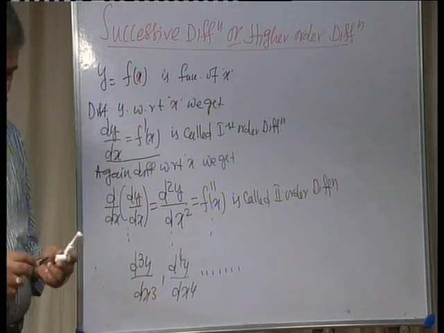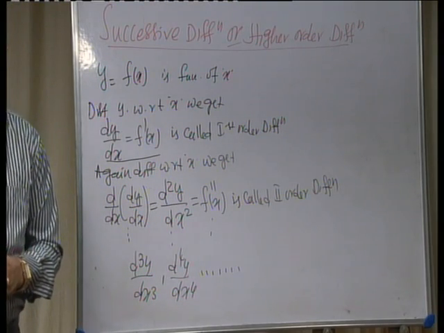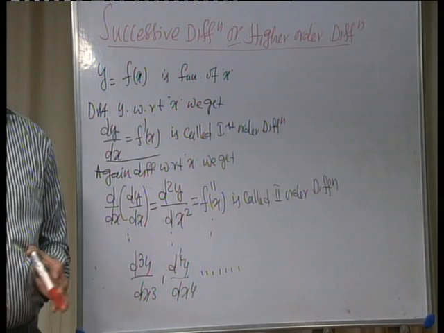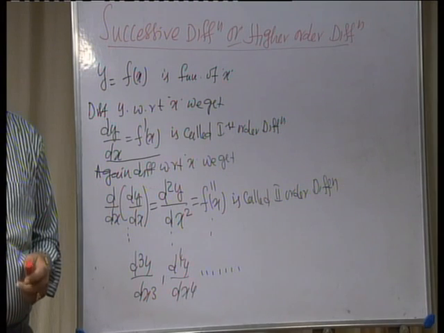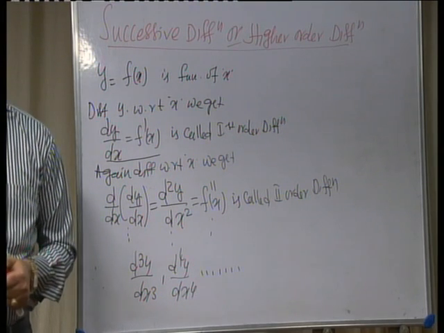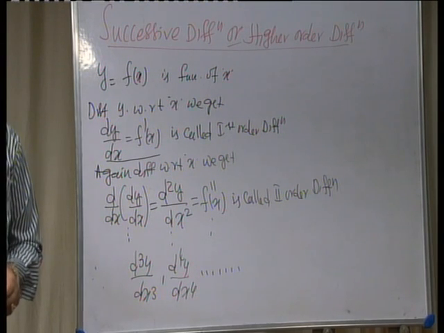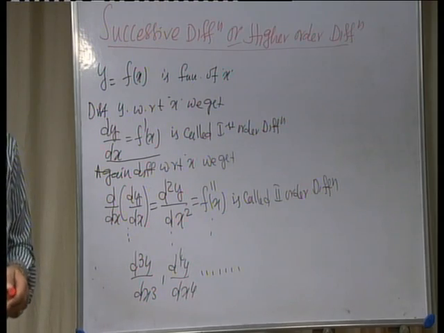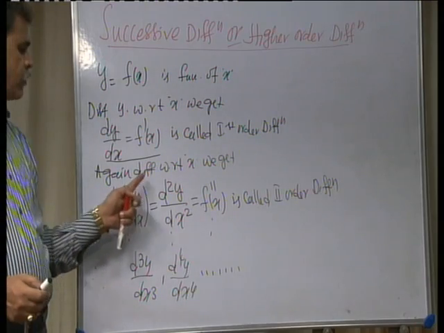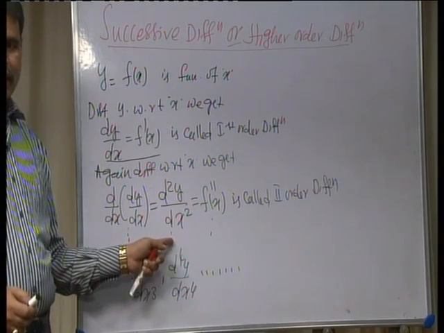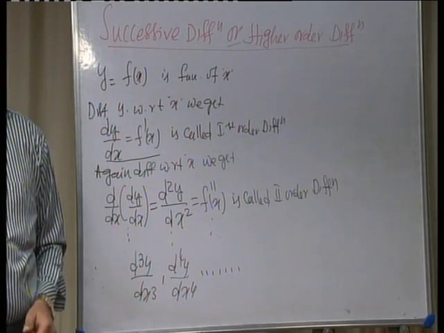What we did? We took one function, that is y is equal to f of x. It is differentiated, that we have done already. So many problems were worked out to get dy by dx. That is the first order differentiation. If the first order derivative is differentiable, we go for successive differentiation, meaning again it is differentiated with respect to x. We get d square y divided by dx square. This is called second order differentiation or second order derivative.